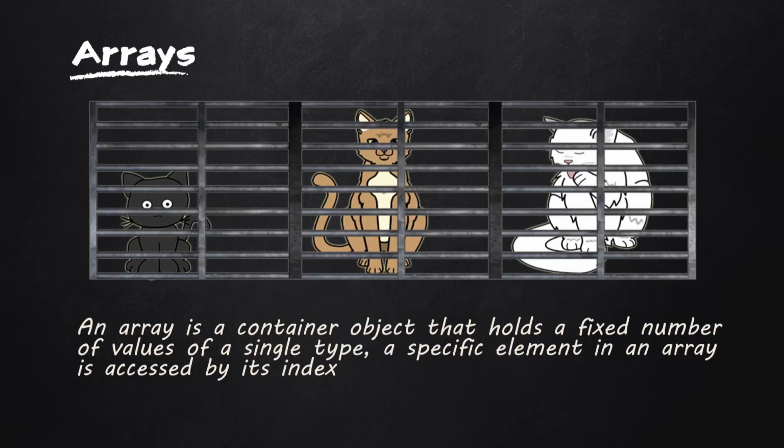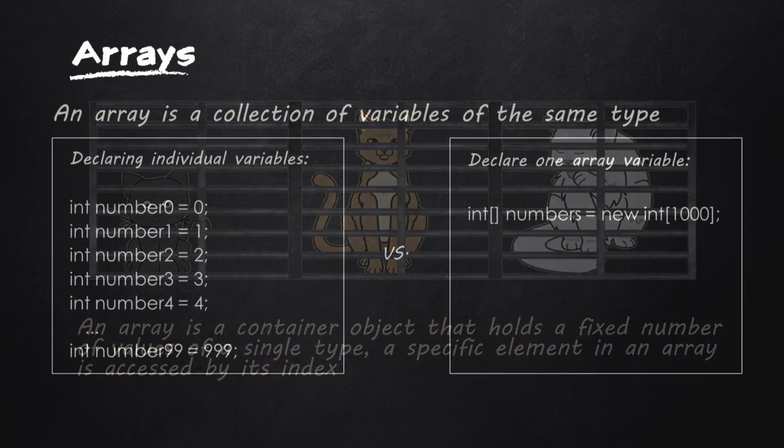Let's take a look at the formal definition of an array. An array is a container object that holds a fixed number of values of a single type. A specific element in an array is accessed by its index. So why would we use an array?